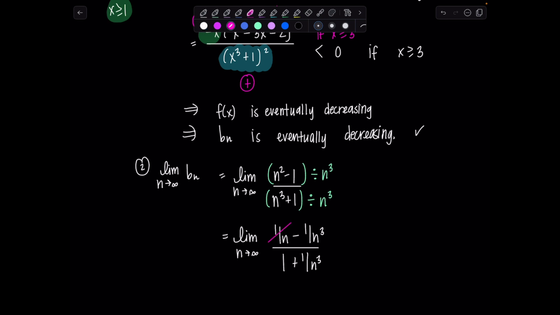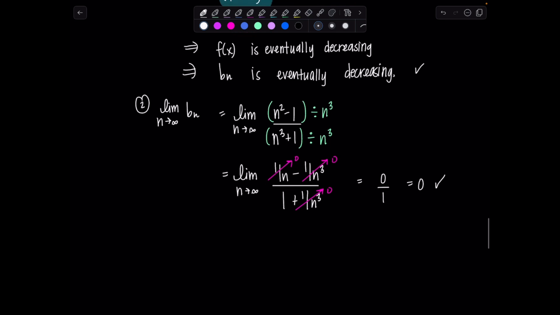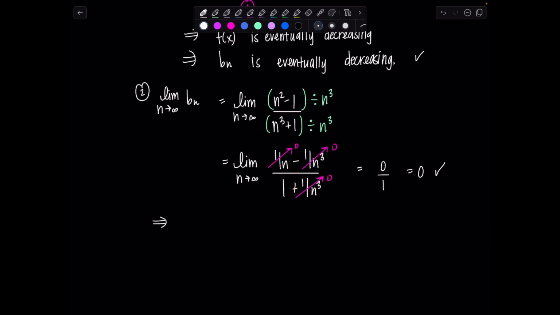Beautiful. So all those terms in the numerator go to 0 as n gets large, and then I have 1 plus 0 in the denominator, which is perfect. So we're left with 0 over 1, which is 0. Beautiful. So both conditions of the alternating series test were satisfied. So that tells me the sum, n equals 1 to infinity, of negative 1 to the n times n squared minus 1 over n cubed plus 1 converges by the alternating series test.